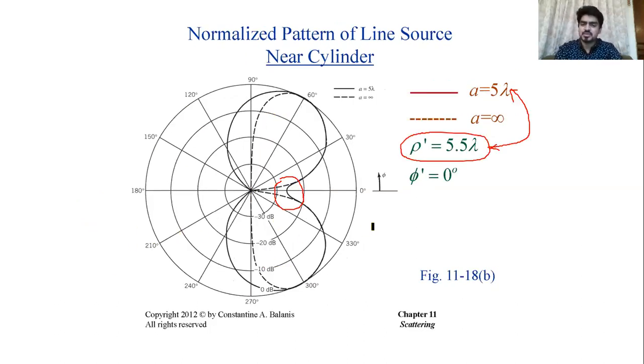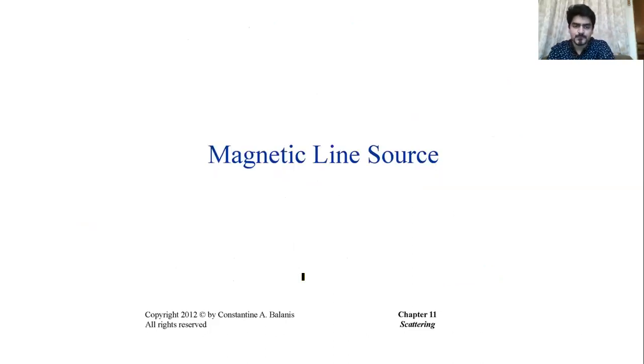The same thing you see when you have a 0.5 lambda distance between the line source and your cylindrical surface. Again, you see that when A equals to infinite, radius of curvature is infinite, you don't have any kind of radiation on the back side or rear side of your cylindrical structure in the shadow region. Now, that is what we discussed in the last lecture. We actually derived this in the last lecture.